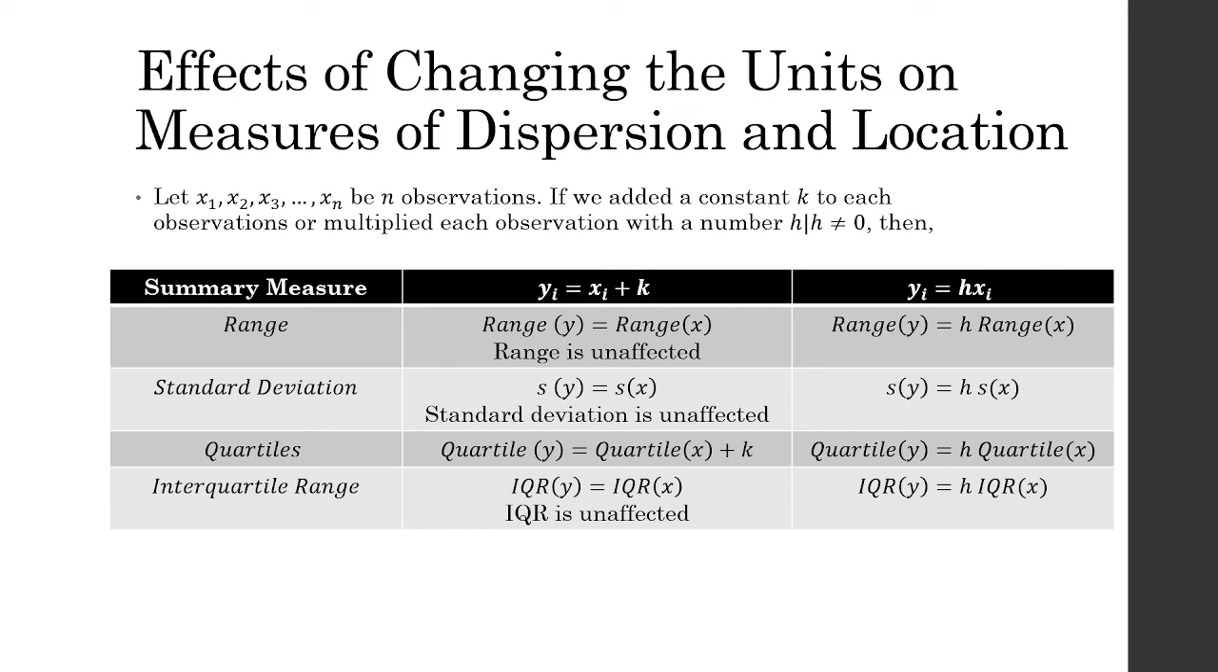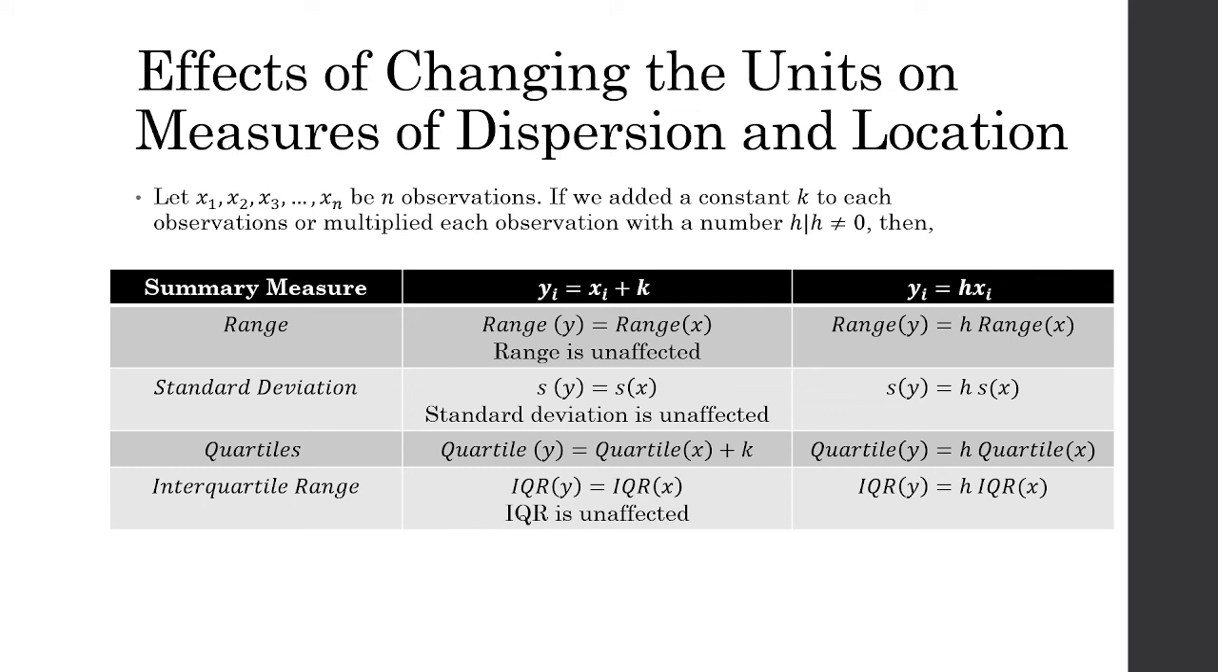Why are they not affected? Because the dispersion is still the same. Our observations are still just as dispersed, because we just moved our observations, or we just added a certain constant k to them. And as for the quartiles or any other quantiles, if you add a certain value k, your new quartile value will just have the same constant added. For the interquartile range, being a measure of dispersion again, it is unaffected.